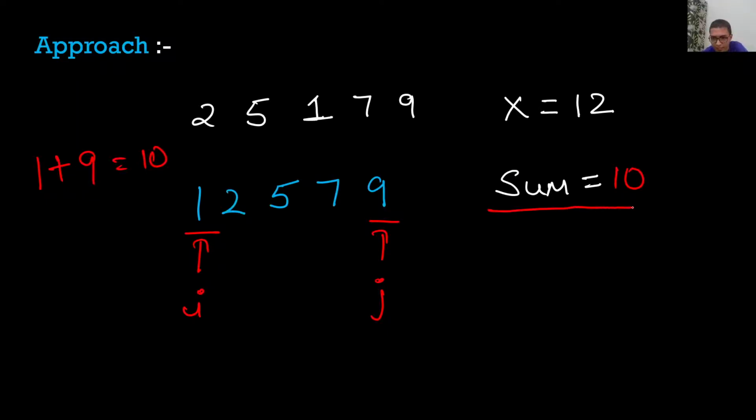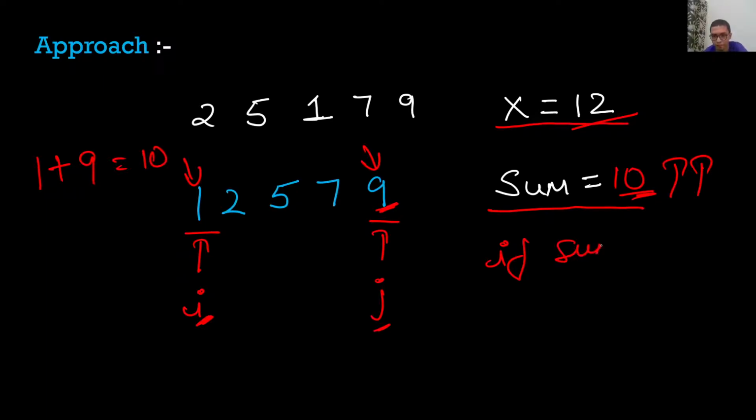If the sum is not equal to x, then automatically one out of these two numbers would not make any sense. So over here, I want to increase my sum. I want to increase this 10 to make it 12. The element pointed by this j is already the largest element of this array, so I cannot increase it. Hence, the only way to increase this sum is to increase the element pointed by i.